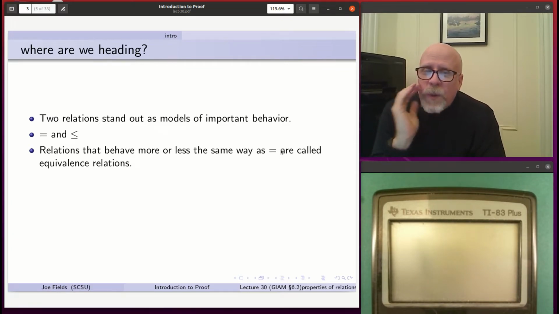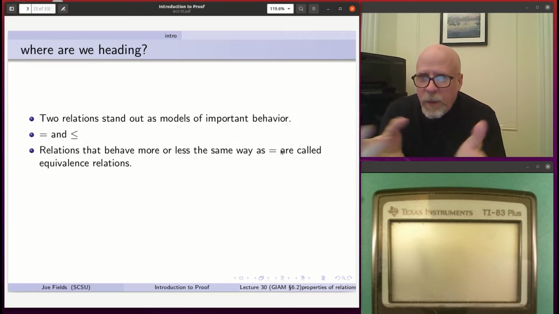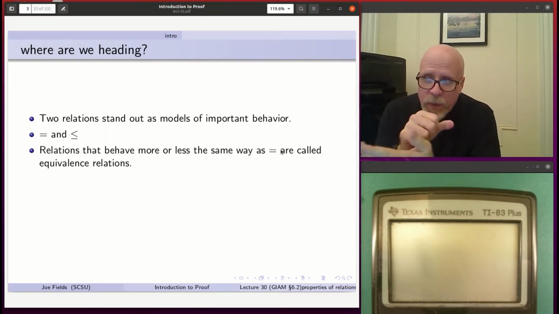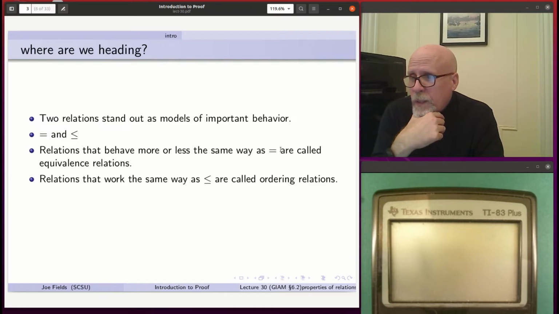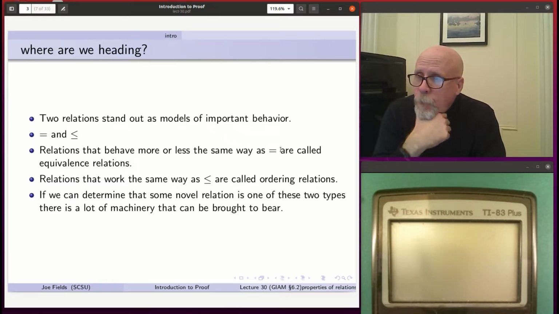So when we come across new relations, we're looking to put them hopefully in one of these categories: that they behave more or less the way equals does, or that they behave more or less the way that less than or equals does. The former are called equivalence relations, and the latter are called ordering relations. If we can figure out that some new relation we're handed, or maybe discover on our own, is one of these 2 types, there's a lot of powerful machinery that can be brought to bear to prove things about your new relation.